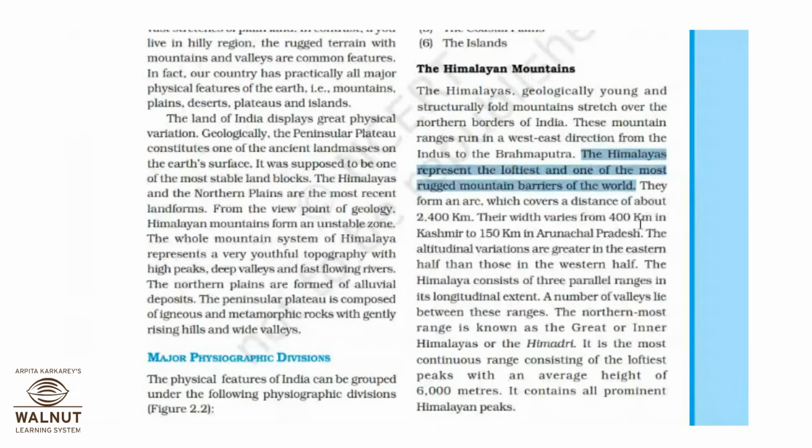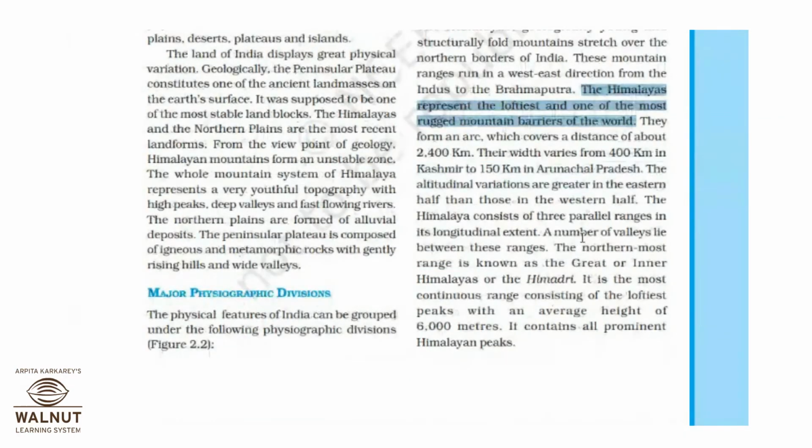Their width varies from 400 kilometers in Kashmir to 150 kilometers in Arunachal Pradesh. So that is the reason you are seeing that the topmost part till the northeastern states is shown as the Himalayas. The highest peaks in the Himalayas are located in this place. The altitudinal variations are greater in the eastern half than in the western half. The Himalayas consist of three parallel ranges in their longitudinal extent. So if you see, there are three levels, three ranges in the Himalayas.